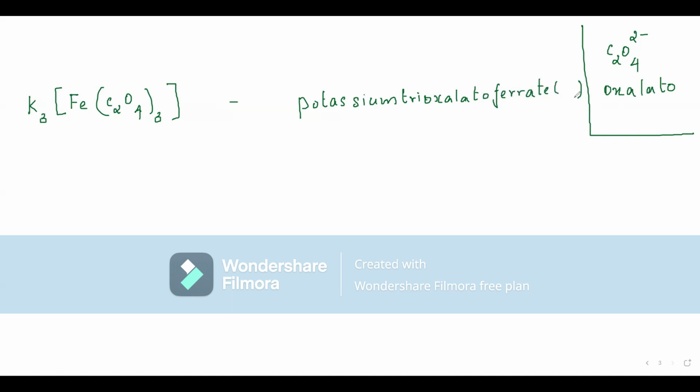So ferrate charge. I'm assuming the charge on the metal to be X. This is +1. This is -2. So total charge +3 plus X -6 is 0. X minus 3 is 0. X is equal to +3. So here write that 3 in Roman numeral. So the name is potassium trioxalato ferrate(III).